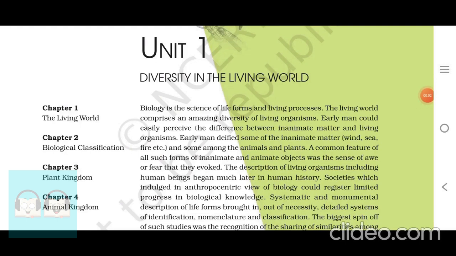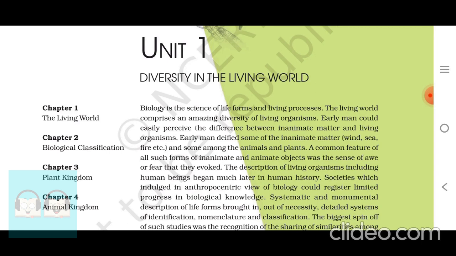Unit 1 Diversity in the Living World. Biology is the science of life forms and living processes. The living world comprises an amazing diversity of living organisms. Early man could easily perceive the difference between inanimate matter and living organisms.